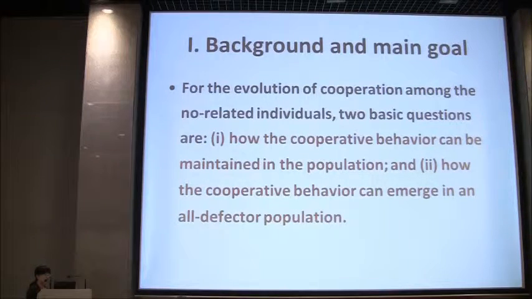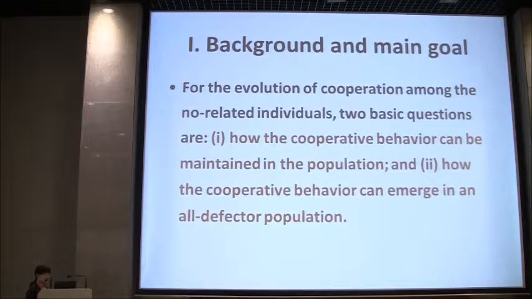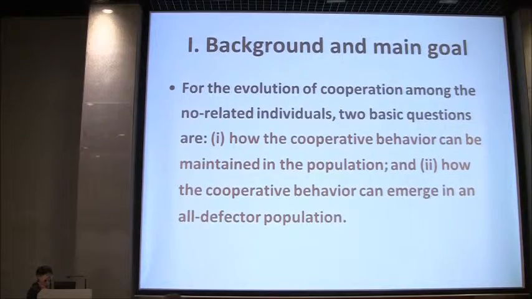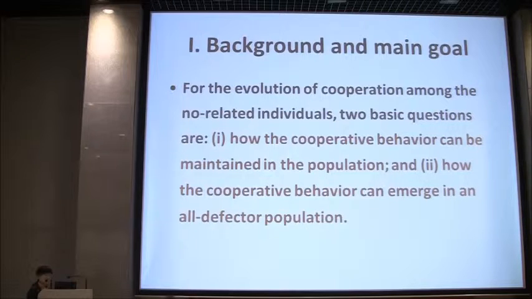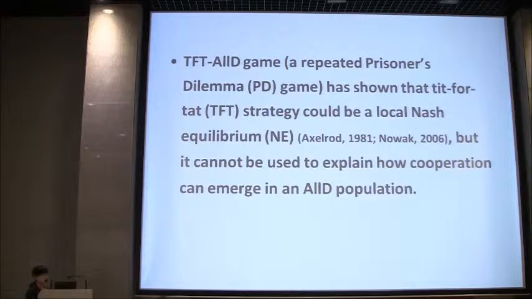First, background and main goal. We know that for the evolution of cooperation among non-related individuals, 2 basic questions are: 1, how cooperative behavior can be maintained in the population, and 2, how the cooperative behavior can emerge in an RD population. Then, the TFT-RT game has shown that the tit-for-tat strategy could be a local NE, but it cannot be used to explain how cooperation can emerge in an RD population.